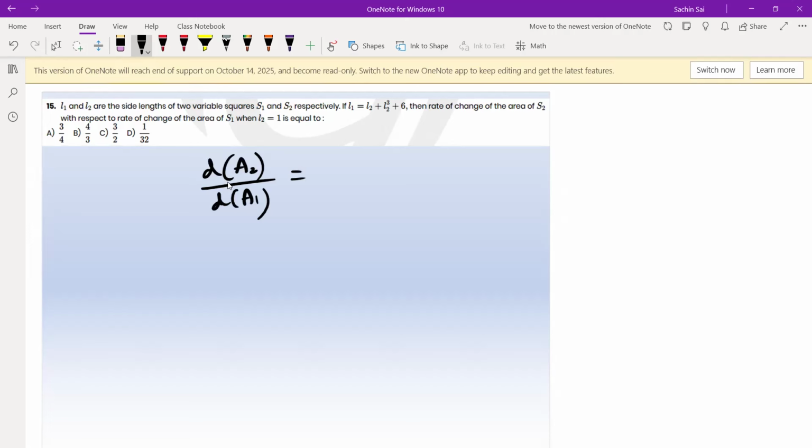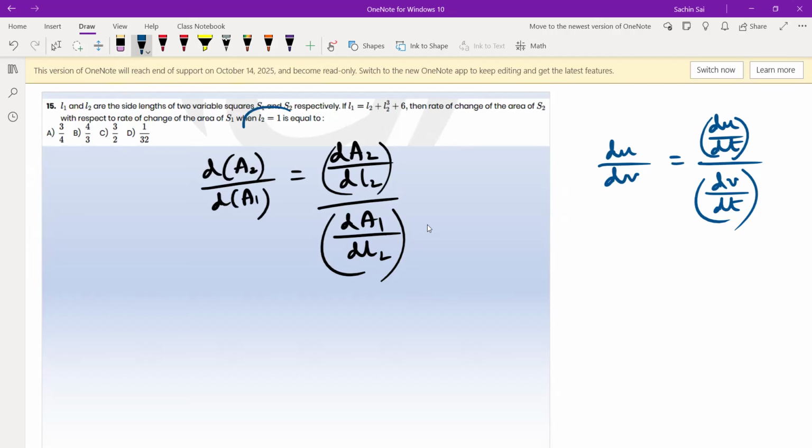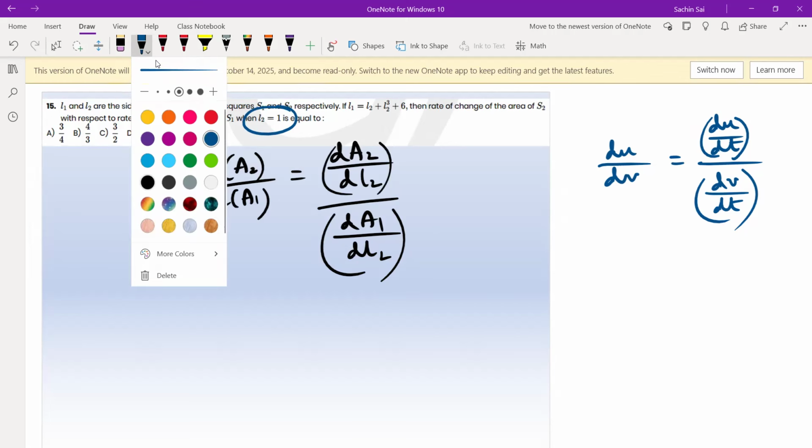So this I can write as dA2 by dL2 divided by dA1 by dL2, right? Because remember, there is something called the chain rule, which says to find du by dv. Let us say you're trying to find the derivative of a function u with respect to a function v. You can find the derivative of u with respect to some variable t, provided you divide it by the derivative of v with respect to the same variable t, right? And here I'm able to write with respect to L2 and not L1, because they have given me the value of L2. So I will try to write both A2 and A1 in terms of L2.